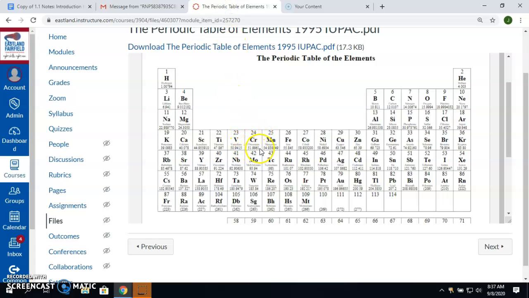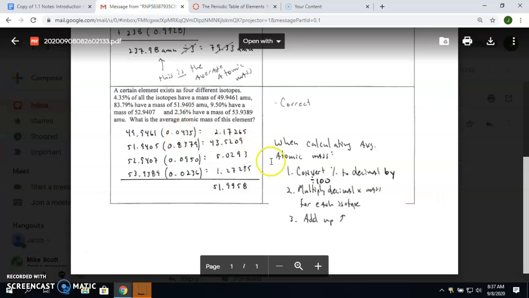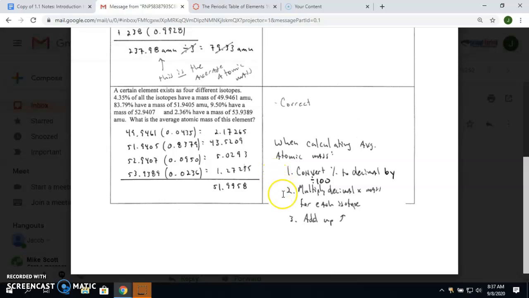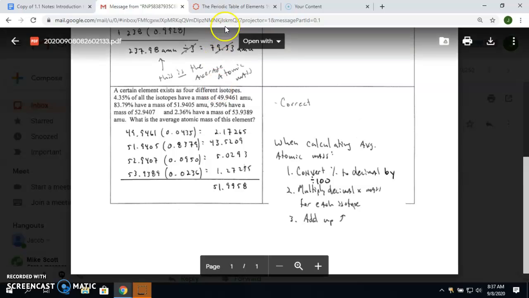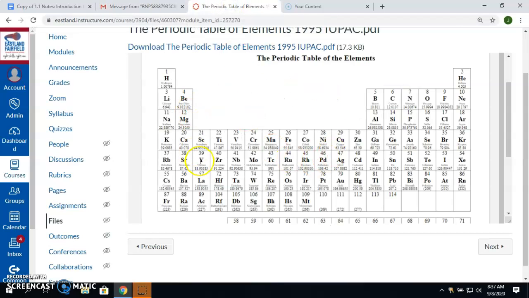And if you take a look right here, chromium has a mass that's very, very close to that, 51.9961. So it's only 0.0003 atomic mass units off, which is really close. And it just represents slightly different information on slightly different periodic tables. So again, when you're doing these calculations, you convert percent to decimal, multiply decimal times mass, and add those up. And the nice thing about these calculations is that you've essentially got a cheat sheet for it. It needs to line up really closely with something on this periodic table right here.